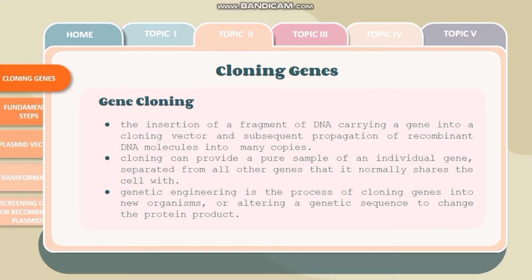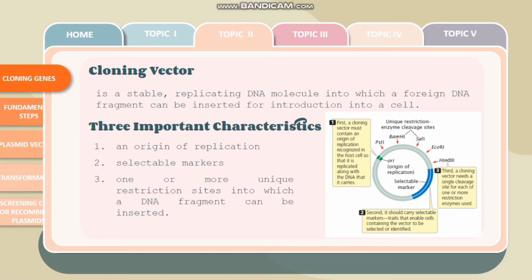Cloning can provide a pure sample of an individual gene separated from all other genes that it normally shares the cell with. Genetic engineering is the process of cloning genes into new organisms or altering a genetic sequence to change the product. A cloning vector is a stable, replicating DNA molecule into which a foreign DNA fragment can be inserted for introduction into a cell.